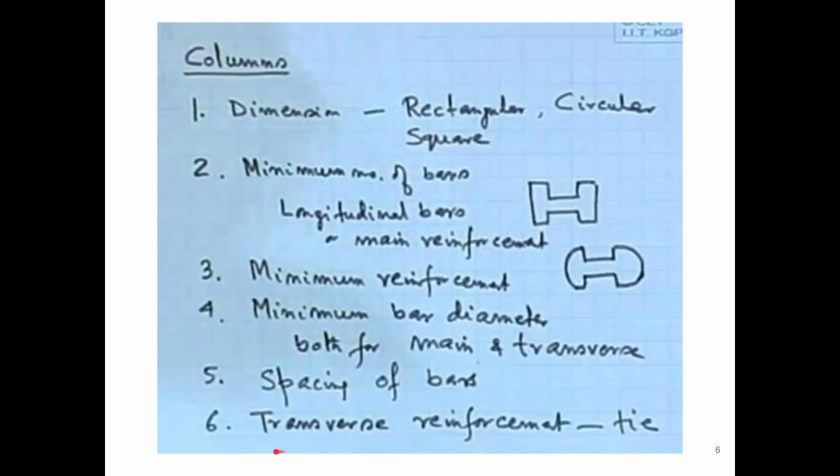And sixth is the transverse reinforcement, which is the secondary reinforcement. In case of beams we call that stirrups, and in case of columns we call that tie bars. Basically it is the same. It is mainly provided to resist the shear and provide adequate shear strength, as horizontal transverse reinforcement bars.